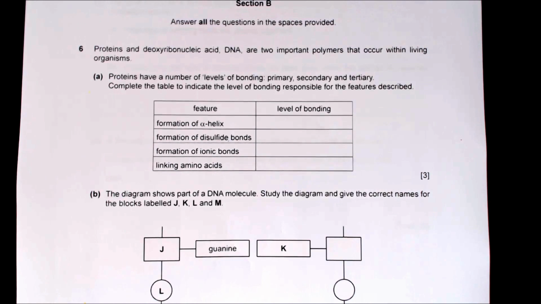And it says, A, proteins have a number of levels of bonding, primary, secondary, and tertiary. There's also other ones, quaternary as well. This is just complete the table to indicate the level of bonding responsible for the features described. Right, this is pretty much, you just have to try and remember these. It's very important that you're able to identify different features of the different levels of bonding in DNA. These are horrendously complex molecules, so they try and split it up into the different sections.